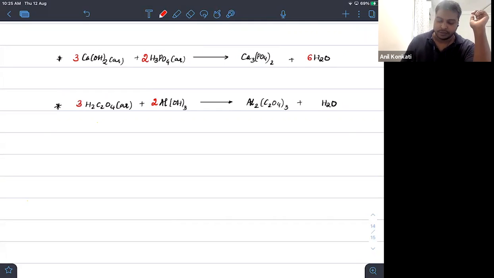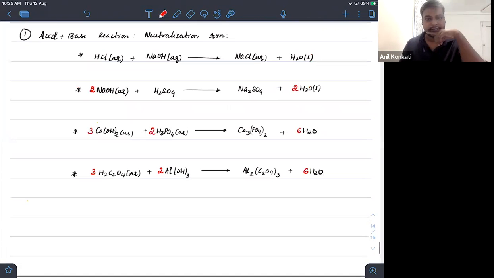Now again count the number of hydrogens. So 3 2s are 6 and here 3 2s are 6. Again 12 hydrogens. So I need to have 6 H2O here. So this is the balanced equation in this case.